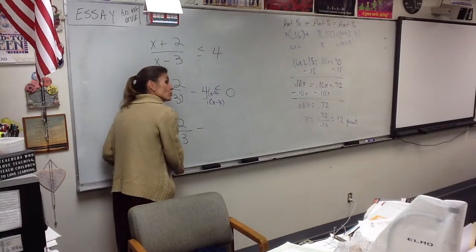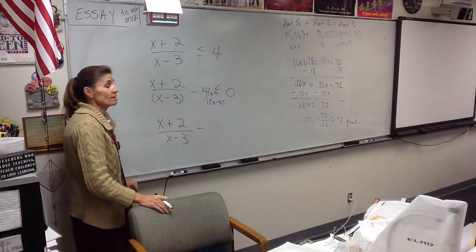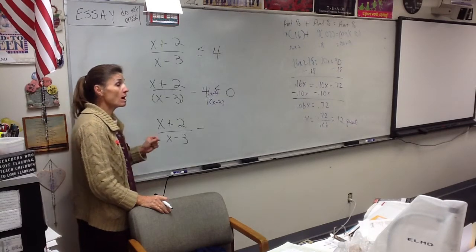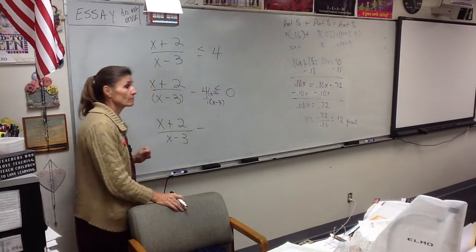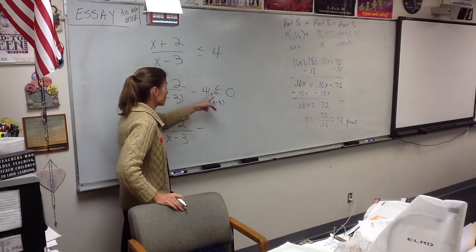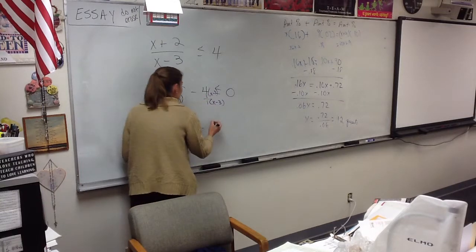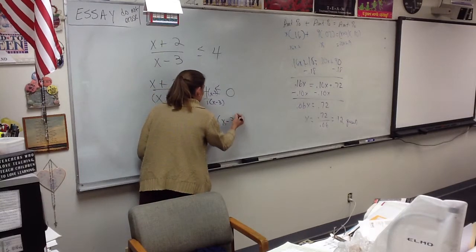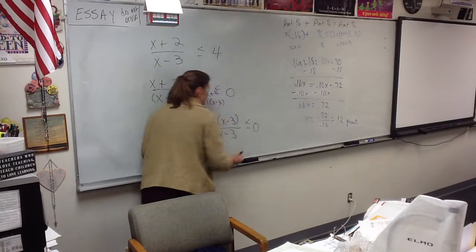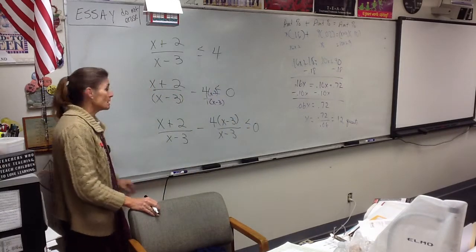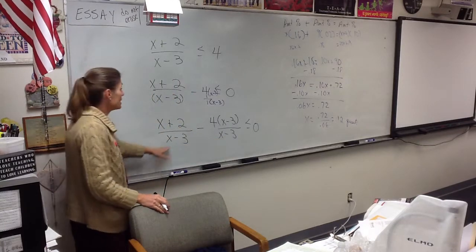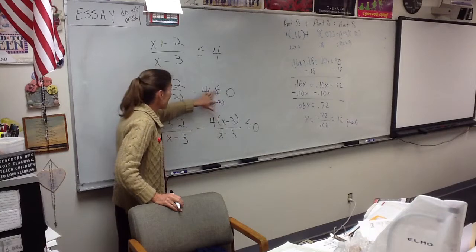Kids, if there were a shorter way to do this problem, I'd be doing it. There isn't one. You need to do what I'm telling you. Step 1, subtract 4. Step 2, multiply top and bottom here by x minus 3. So now you have the fraction 4 times x minus 3 over x minus 3. Both of these fractions have to have the same denominator. This one didn't. Now it does.